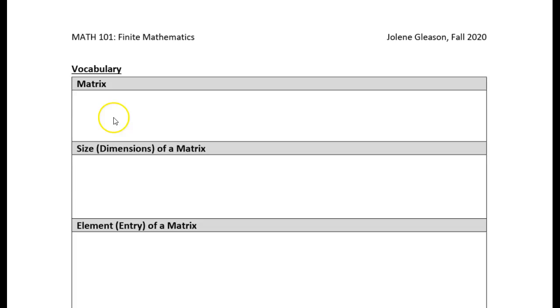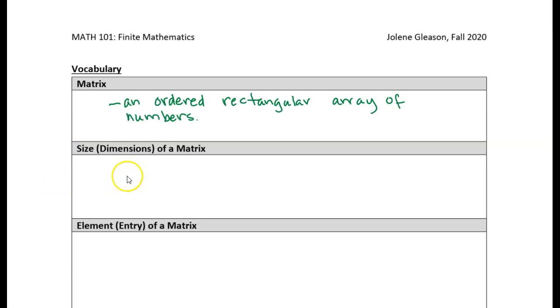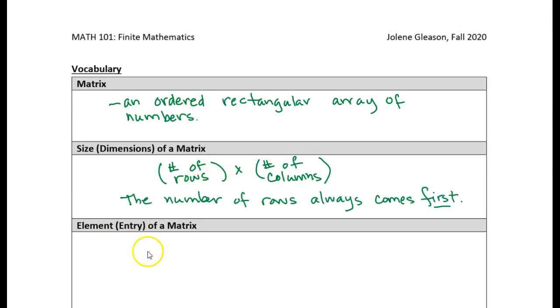So first of all, a matrix is just an ordered rectangular array of numbers. And the size or dimensions of a matrix is just the number of rows by the number of columns. So in the example we just saw, we had a 3 by 4 matrix, which meant that it had 3 rows and 4 columns. But always remember that the rows come first. The rows always come first. So when you see the dimensions of a matrix, it's always rows by columns.